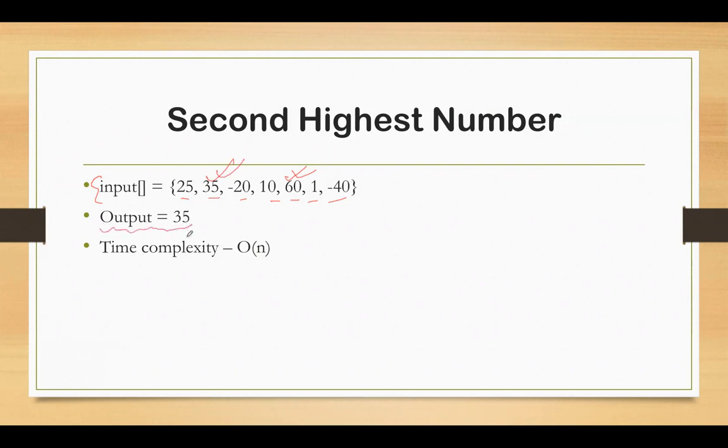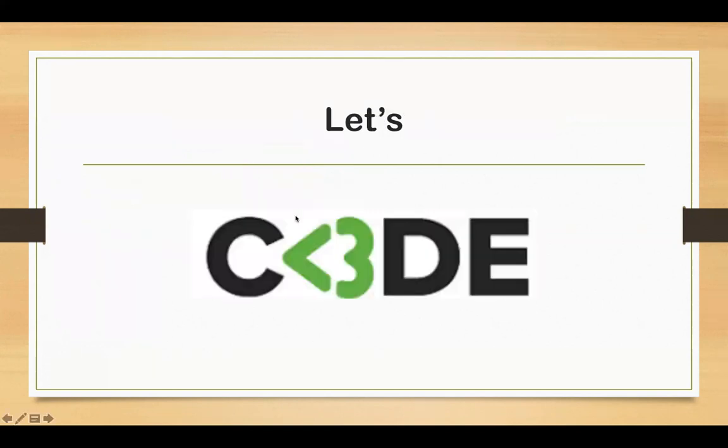While we will be solving this problem, we will try to do it in a time complexity of big O of n. That is, we will be iterating this entire array to a maximum of its length. In this case, since it is having 7 elements, a maximum of 7 primitive operations will be done. Then let's get into our IDE and do the code for our problem.